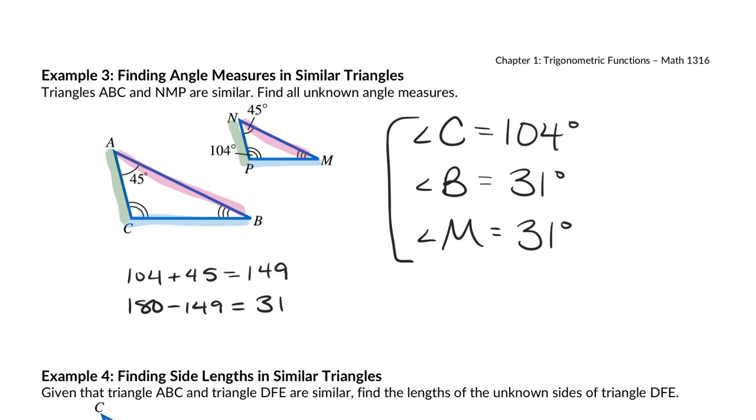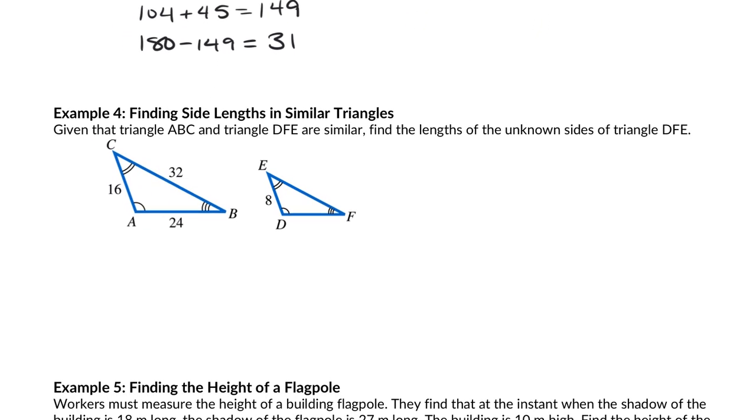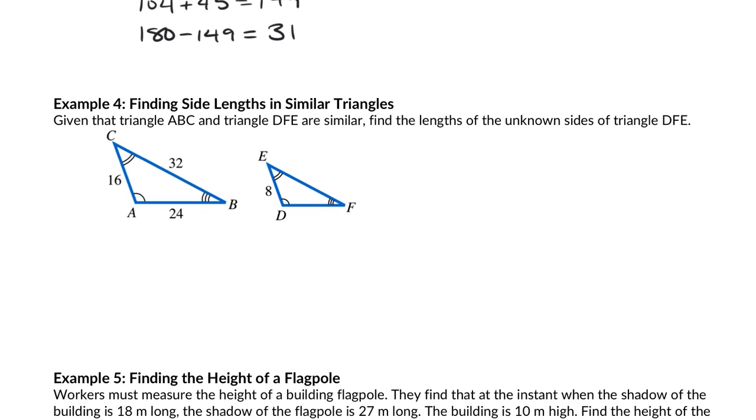In example 4, we're given triangle ABC and DFE, and we're told that they are similar. And this time we're going to find the unknown sides of the triangle. So let's make sure we understand how these things are connected.